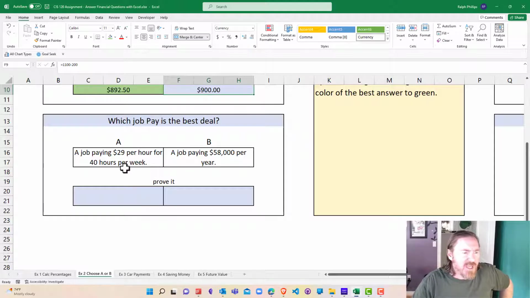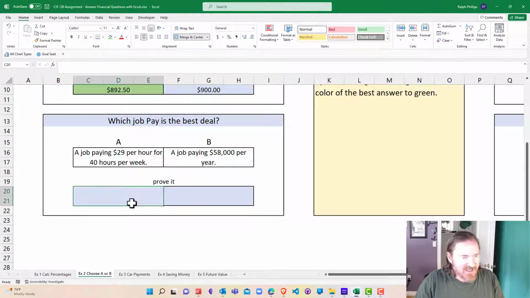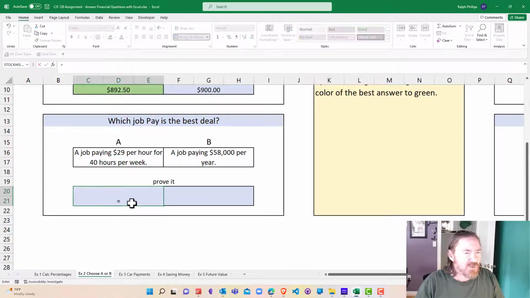So let's see, a job paying $29 per hour for 40 hours a week compared to a yearly $58,000. Well, we need to know, obviously, how many weeks are in a year. Well, we happen to know there's 52 weeks in a year, which means if we were to take this first formula, equals 29 for $29 and multiply that by 40 for 40 hours per week, so that would be the weekly pay, and then multiply that by 52.